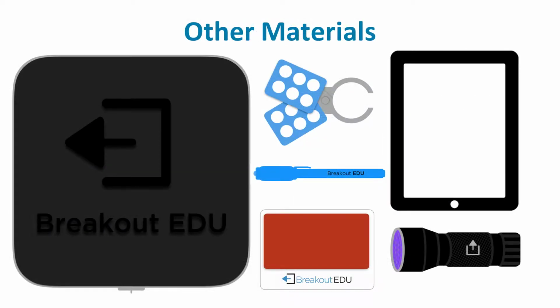Some additional materials you'll need to complete the breakout. You will need the large breakout box in addition to the small breakout box we saw earlier. You'll need a hasp to contain all the locks. You need the UV marker and the UV flashlight, a red decoder, and I have an iPad pictured above, but really anything with internet access, a computer, a Chromebook, or an iPad would work fine.